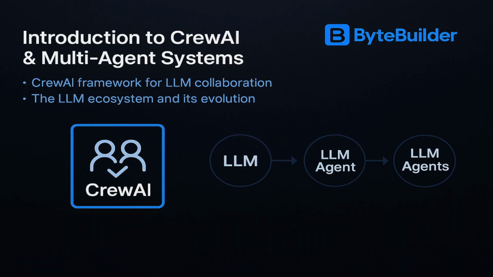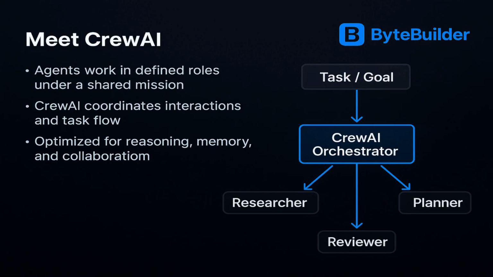Let's start with the problem. When one agent handles every part of a workflow, reasoning, memory, tool use, and output, it becomes a bottleneck. The model slows down, repeats itself, or loses track of context. It's like one developer designing, coding, testing, and deploying all at once. CrewAI solves this by dividing responsibility, giving each agent a focused role so the system can scale in both accuracy and speed.